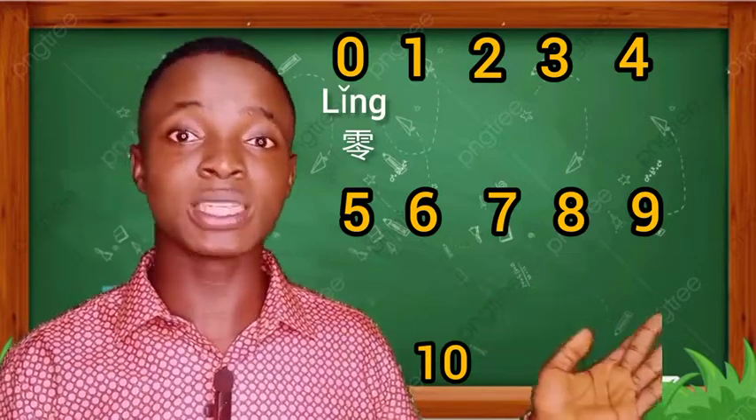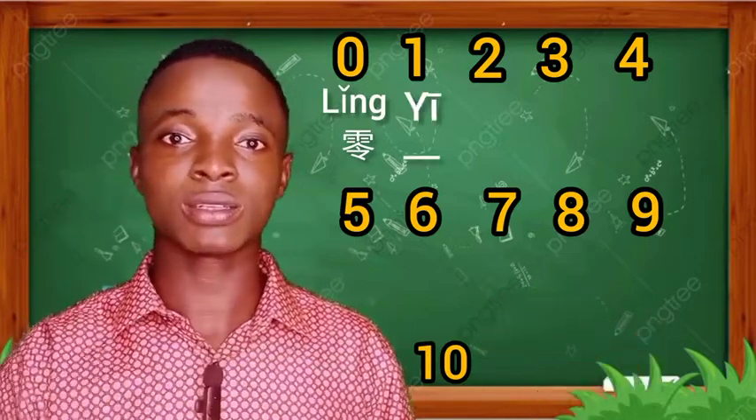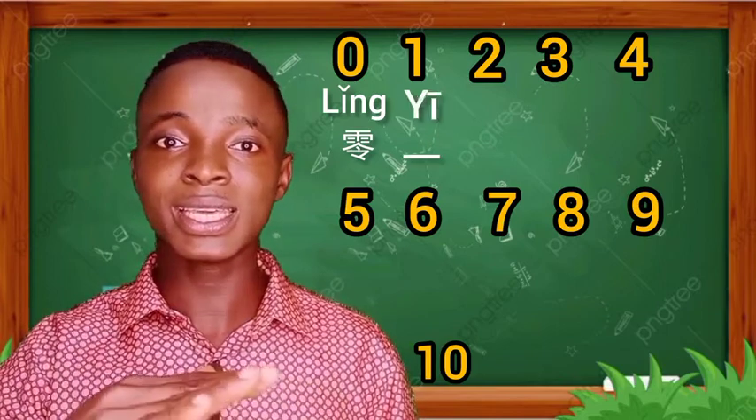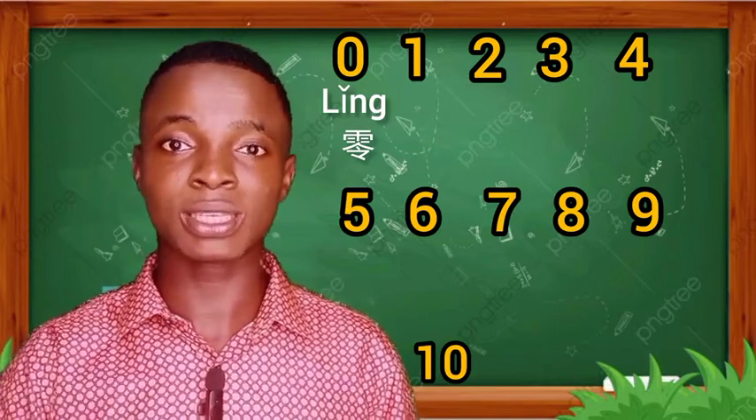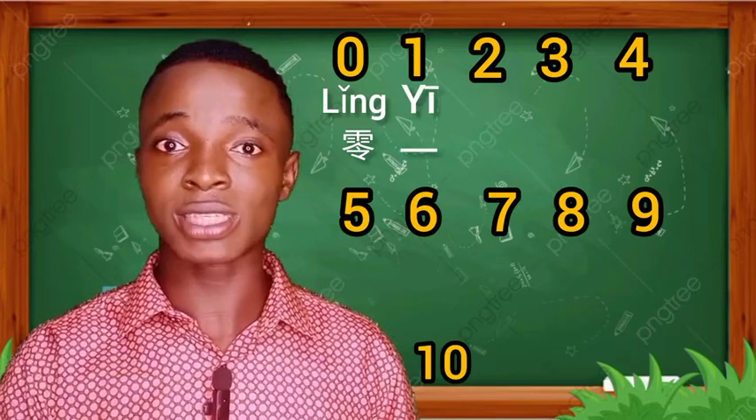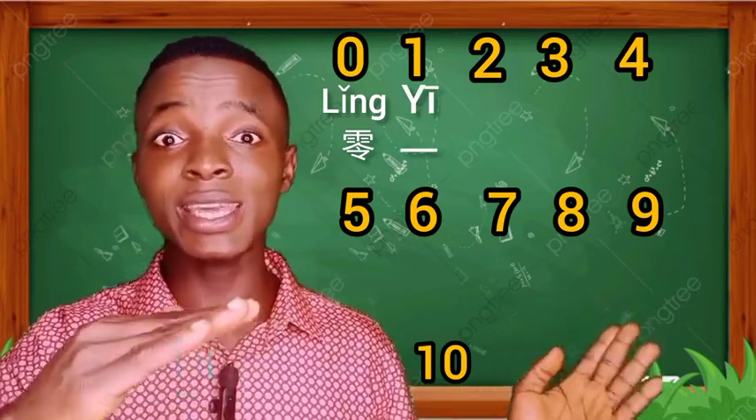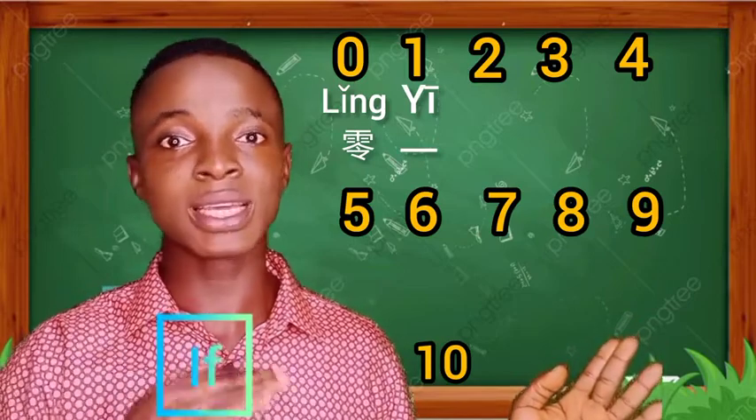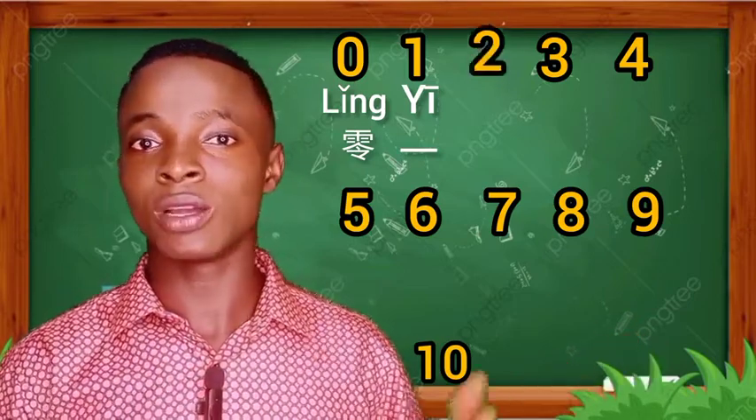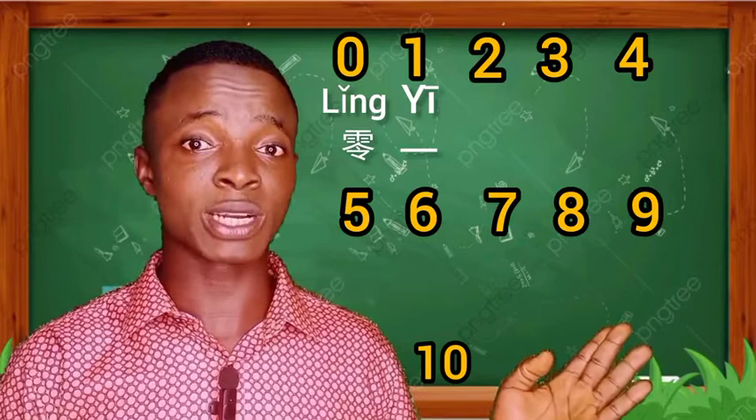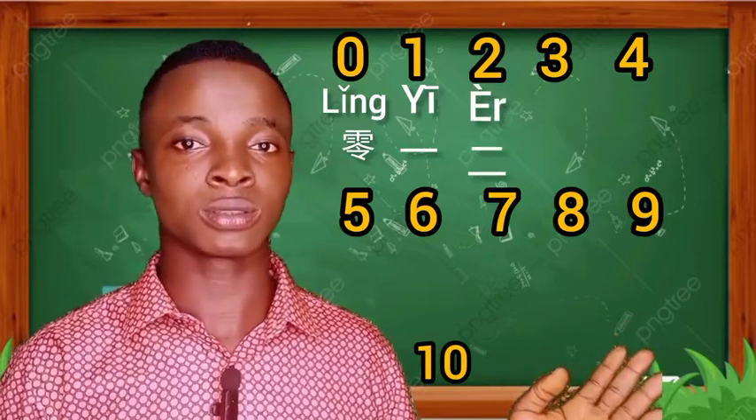1 in Chinese is pronounced as yi. Yi. Repeat after me. Yi. Just in case it's difficult for you to remember, you can use the E in if to remember the number. Yi. 2 in Chinese is pronounced as er.